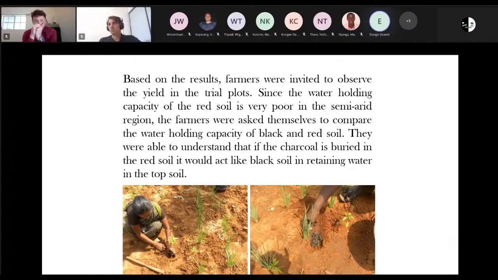When we were discussing with the farmers the difference between red and black soil, they said black soil is the best one because it retains soil moisture in the topsoil. So we can apply biochar in the red soil, and it can work like a black soil.